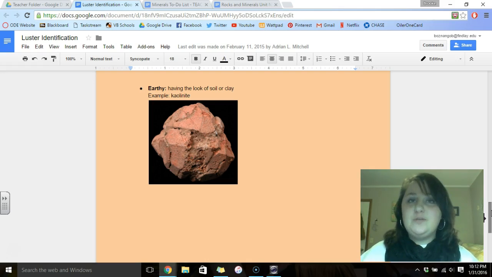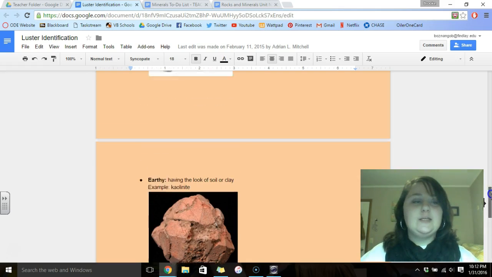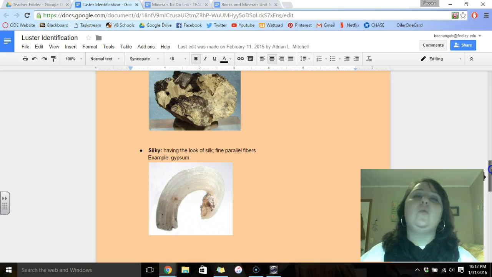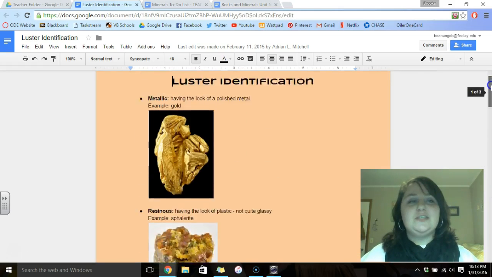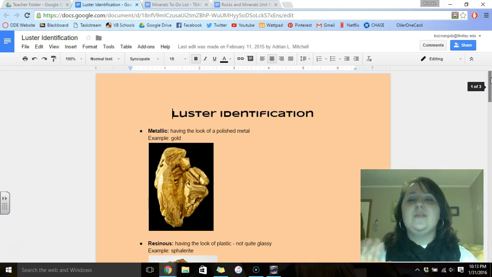So what I will do for you guys is this luster identification is actually inside your share folder. I'm just going to borrow it from Mrs. Cooper, and you guys will be able to see this. So when you guys are doing your luster lab next on the to-do list, you'll get a chance to look back at it and see, okay, this one I think is metallic. What does metallic mean? You'll have an example.